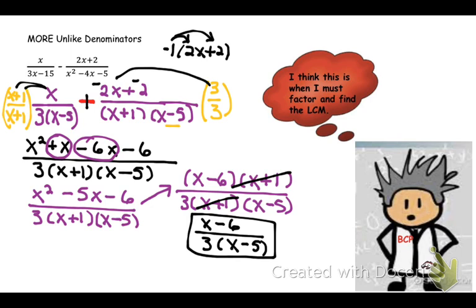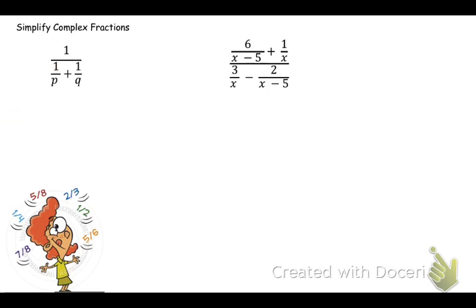On the very last slide, we're going to look at simplifying complex fractions. So here I have a fraction within a fraction, and I'm going to look at the denominator first, and in order to combine the 1 over p plus 1 over q, we have to find a common denominator. So we're just going to multiply the left by q over q and the right by p over p. So we end up with 1 over q plus p over pq.